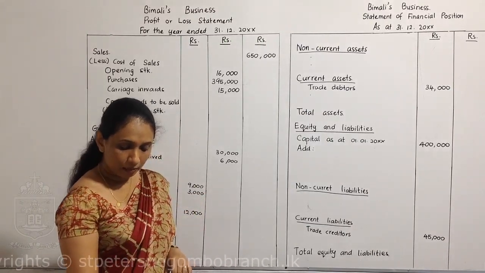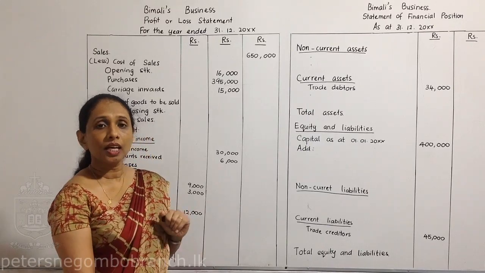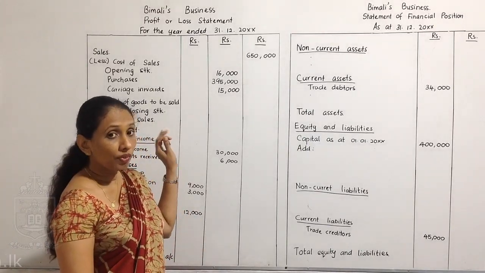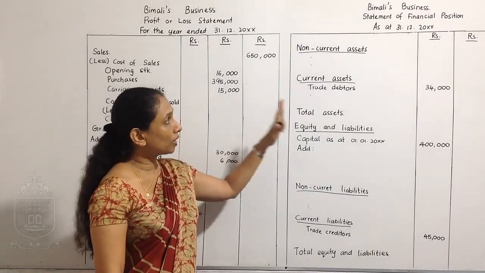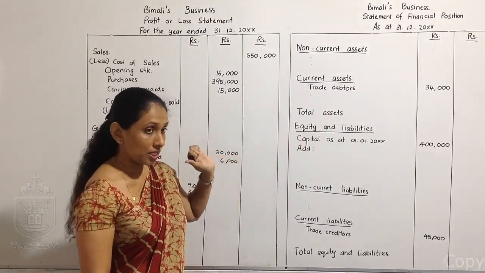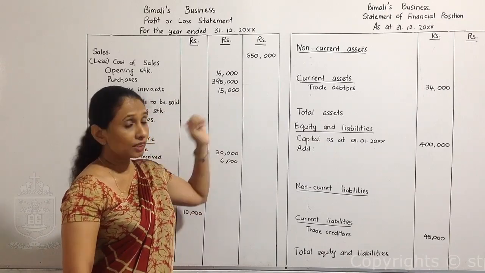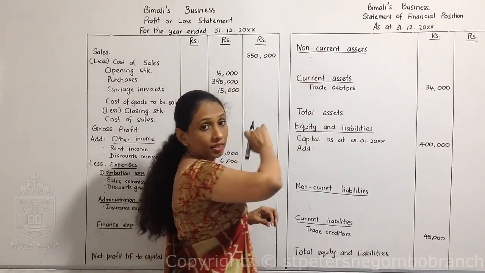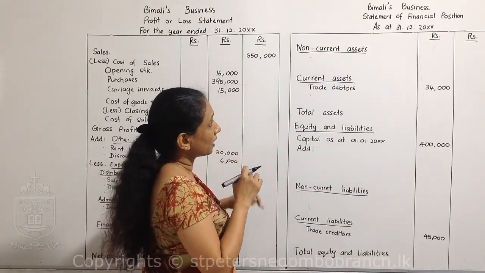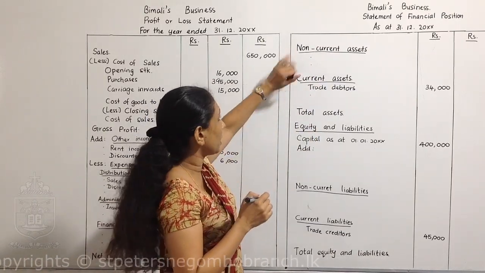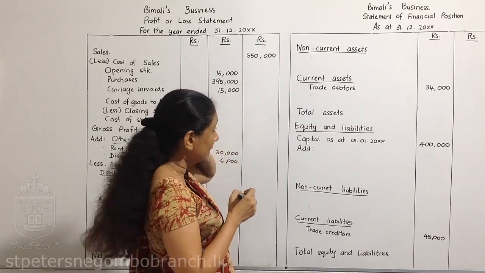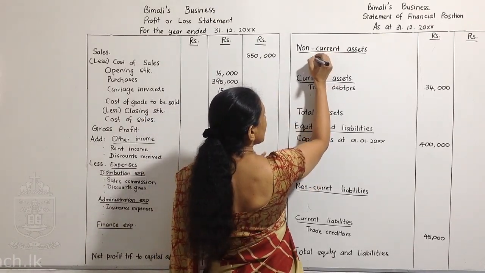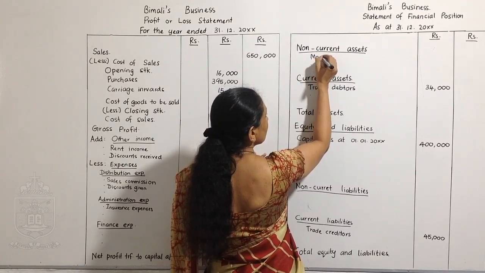Then our next line item is machinery and equipment, which is a non-current asset. So where should it go? It should go to the statement of financial position under non-current assets. So let's go to that particular section. At the beginning of the statement of financial position, we have a space to put non-current assets. So under that, we'll mention machinery and equipment.